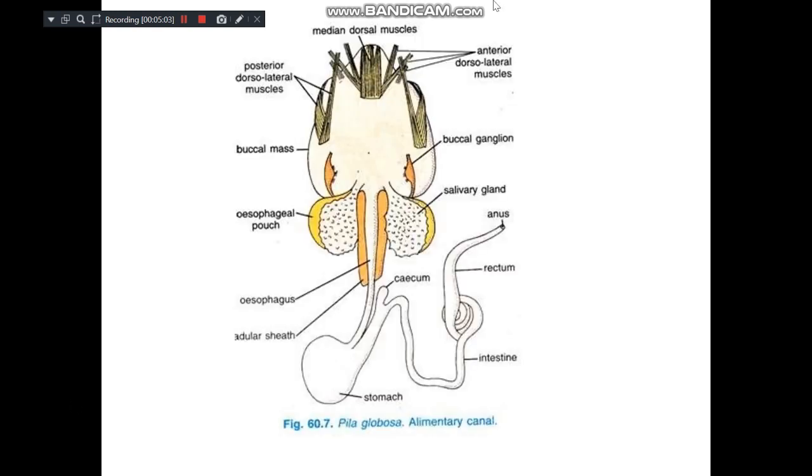See here, which you can clearly see, this is the esophagus. On either side, there's a large salivary gland. This and this salivary gland, and there's a tubular gastrointestinal tract. See here.